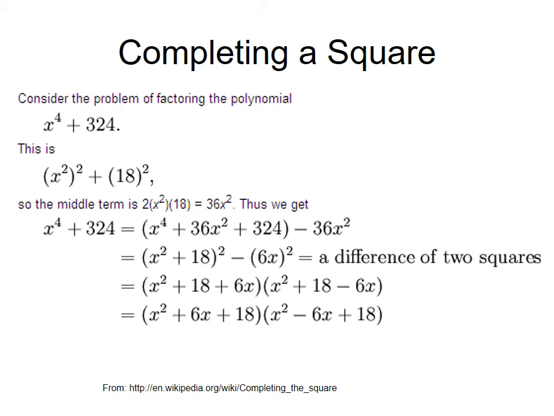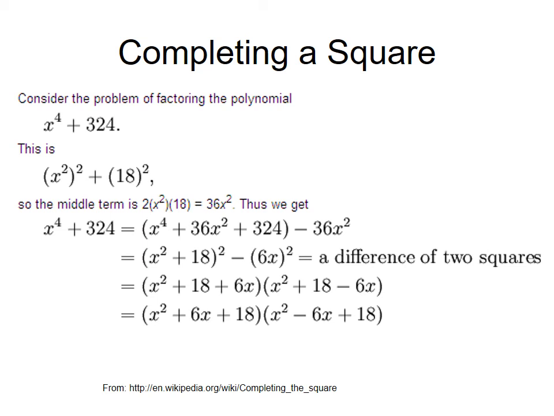So in case you don't want to Google completing a square, here's an example. So I want to factor x to the fourth plus 324. It's the sum of two squares. The middle term would be 36x squared. So what they did, you might have learned to take half of something like k over 2 squared, if you remember that kind of phrase. What they did is, hey, if you needed the middle term for this nice square, you would have 18x squared doubled, which is 36x squared.